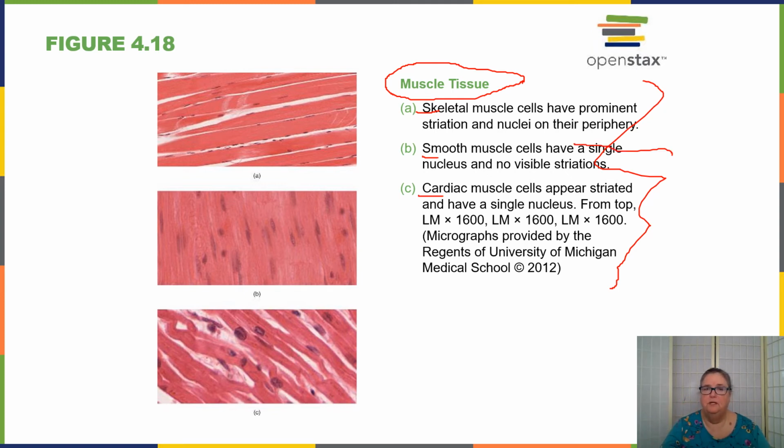Smooth muscles are involuntary, meaning we don't think about when they're going to act. A good example of smooth muscles are the muscles that surround our digestive tract and move the food through the body.